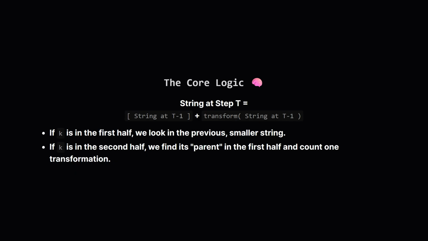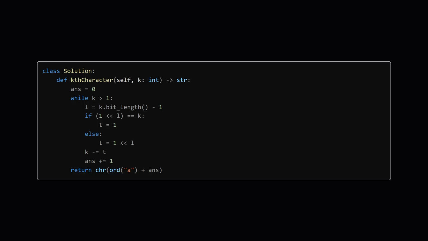If k is in the second half, we know it's a transformed character. Its parent is in the first half. We just need to find that parent's position, and remember that one transformation happened. Alright, here's the Python code that implements this backward working idea. It might look a little magical at first, especially with the bit shifting, but don't worry. We're going to walk through each part, step by step, to see how it pulls off the trick.